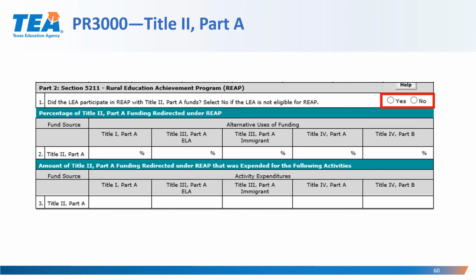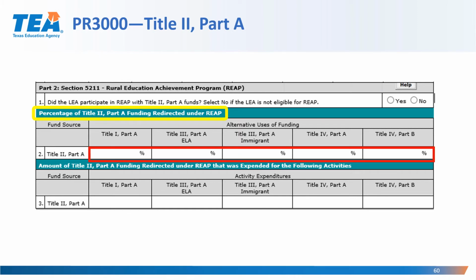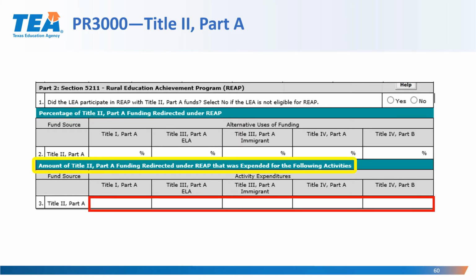In Part 2 of the report, the LEA will answer yes or no to indicate whether or not they participated in the Rural Education Achievement Program. If yes, the LEA will indicate the percent of Title II Part A funds that were redirected to each applicable program, as well as the dollar amount of the redirected funds that were expended for those programs.